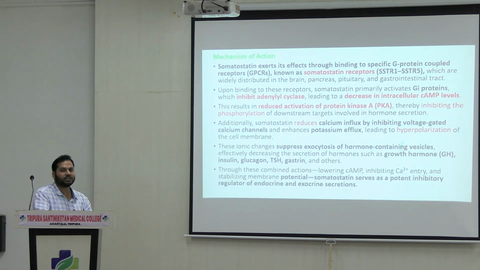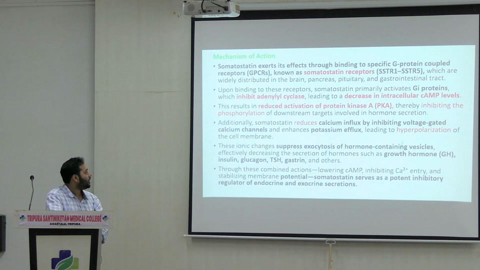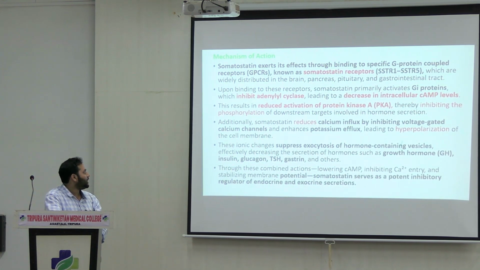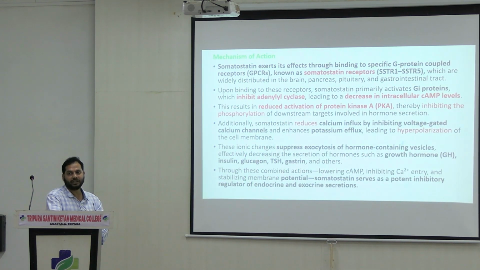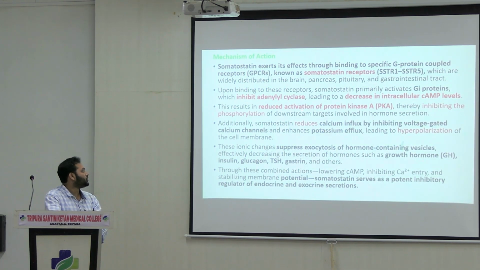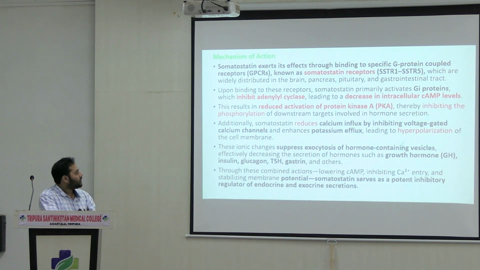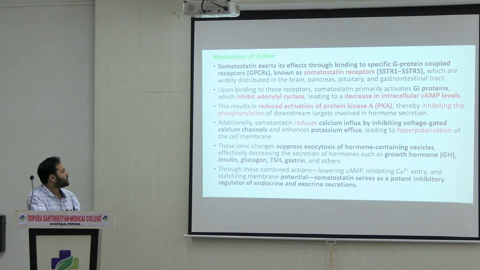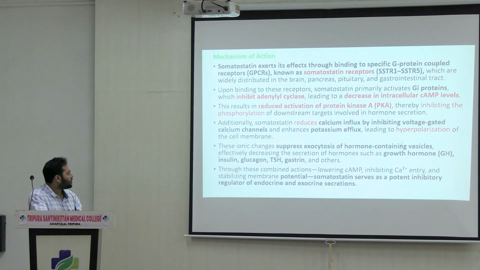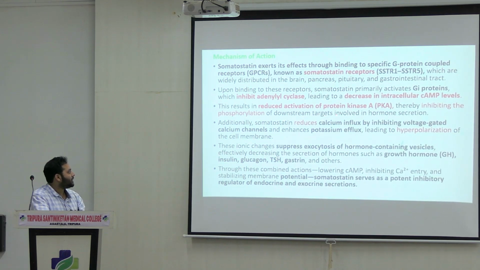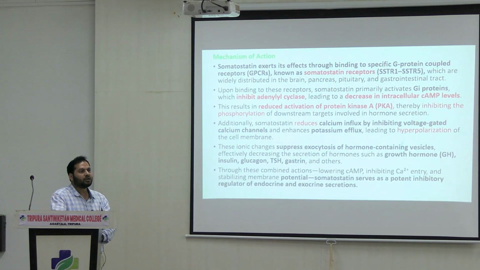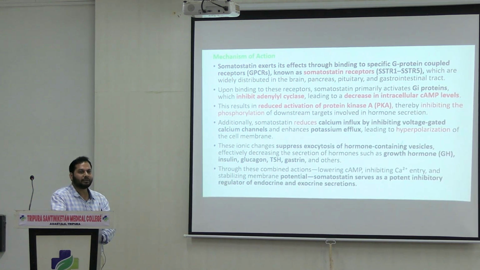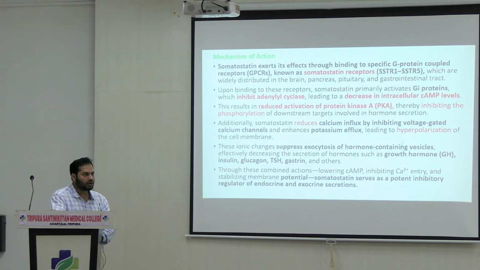So inhibition of adenylyl cyclase leads to a decrease in cAMP levels. In the previous case, it was an increase of cAMP level. So reduced cAMP reduces the activation of PKA. In the previous case, it was the activation of PKA, but here there is reduced activation of PKA, thereby inhibiting phosphorylation as well as the downstream targets involved in the hormone actions. So in this case, the most important thing is that the role of somatostatin in the second messenger pathway is the inhibitory role, right?